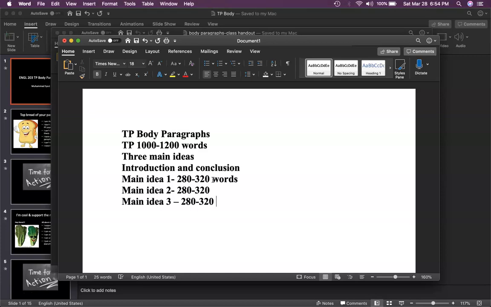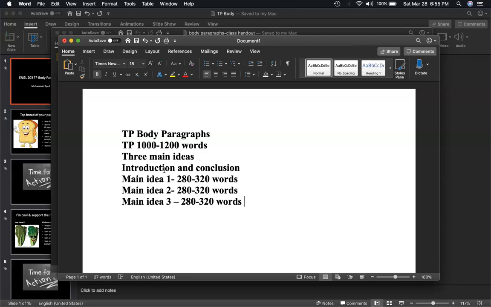But you cannot write less than 250 though. That's not going to be a good paragraph for this paper. So let's say I write 300 words in body 2 and 300 words in body 3. So I have 300 words for main idea 1, 300 words for main idea 2, and 300 for main idea 3. So that's roughly 900 words, right? And then I have an introduction paragraph. Let's say I write 100 words there in the introduction, and then I write 80 to 100 words in my conclusion. So that makes it within the range 1000 to 1200.